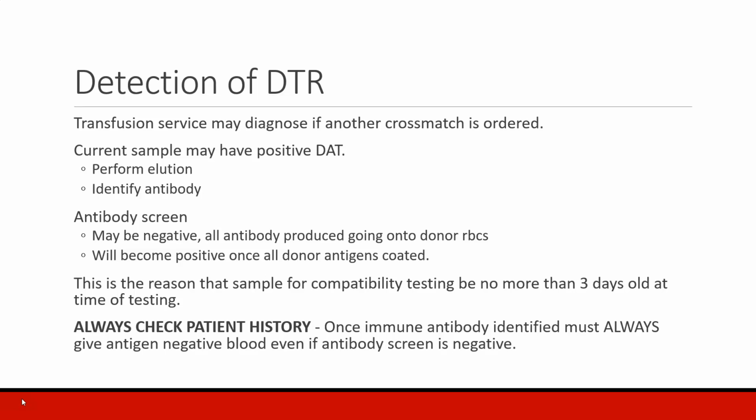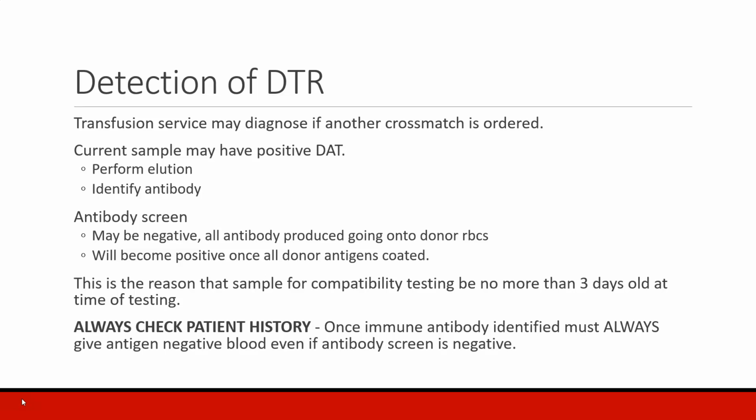So you'll want to perform an elution so that we pop the antibodies off those donor cells and get them in a solution to test. And then we identify the antibody by running that eluate against a panel of cells. The antibody screen may be negative because as the antibody is being produced, where is it going? It's going onto the donor cells that possess that antigen. So until the antibody titer gets sufficiently high and the donor cells are sufficiently low, you will not see or detect that antibody. The antibody screen will become positive once all donor antigens are coated.